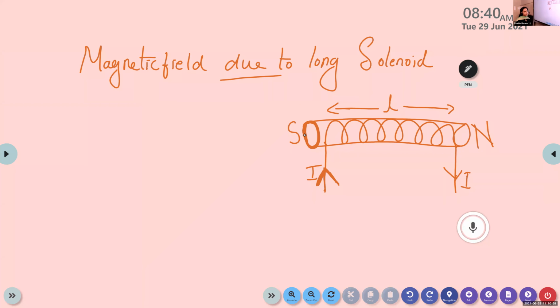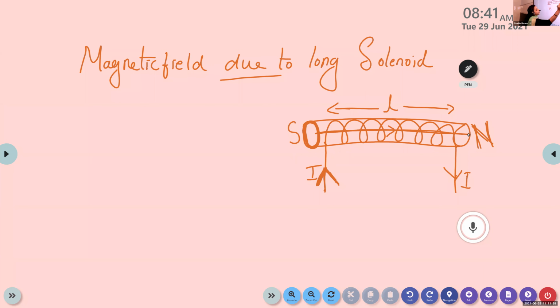Now we want to calculate the magnetic field produced by this solenoid. So here we are stating the polarity possessed by the solenoid. Since the current is flowing in a clockwise direction, one end of the solenoid behaves like south and the other end behaves like the north pole. Okay. Now what about the direction of the magnetic field inside the solenoid? South to north. Yes, very good. Here the direction of the magnetic field is pointing from south to north.